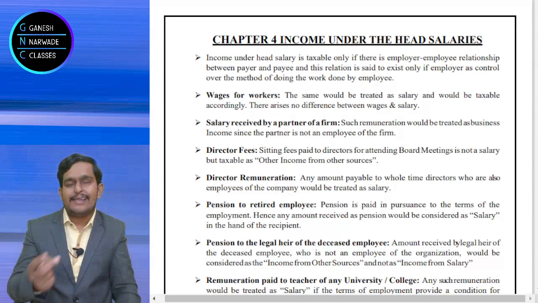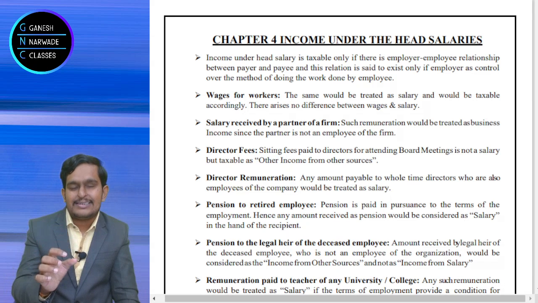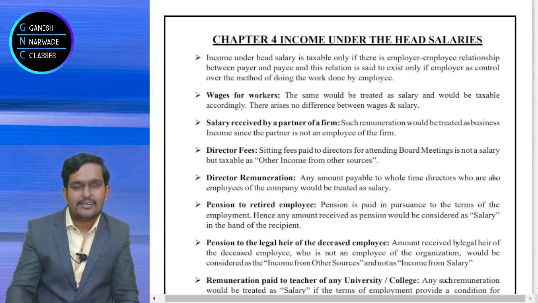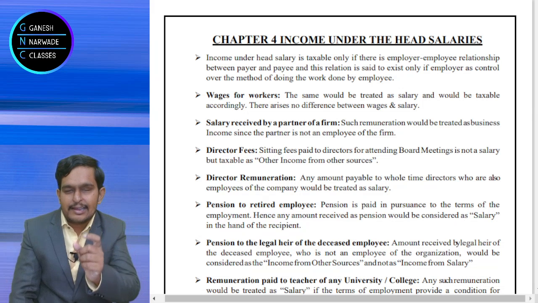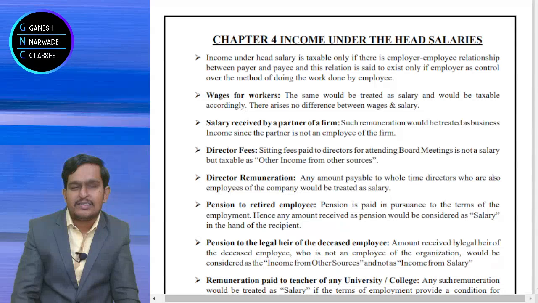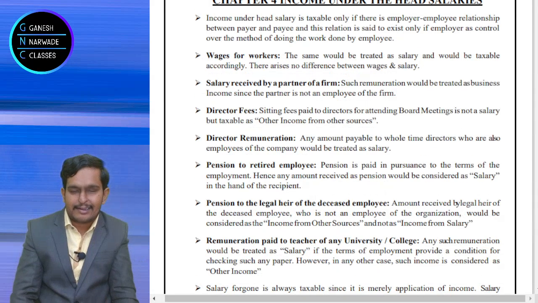So partner salary, remuneration, commission, bonus, interest, all are taxed under the head business and profession, not under salary, because he is not working under the control and directions of others. There is no employer, no boss to the partners, correct?